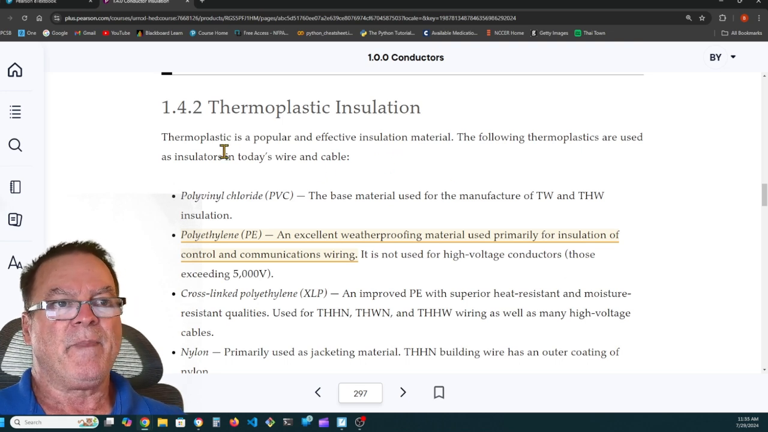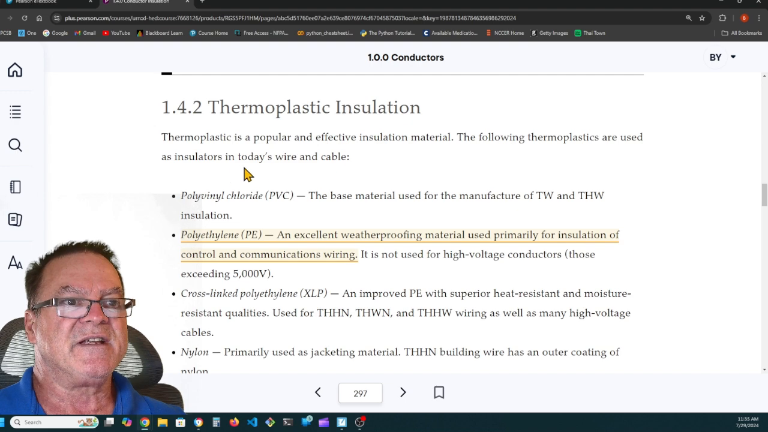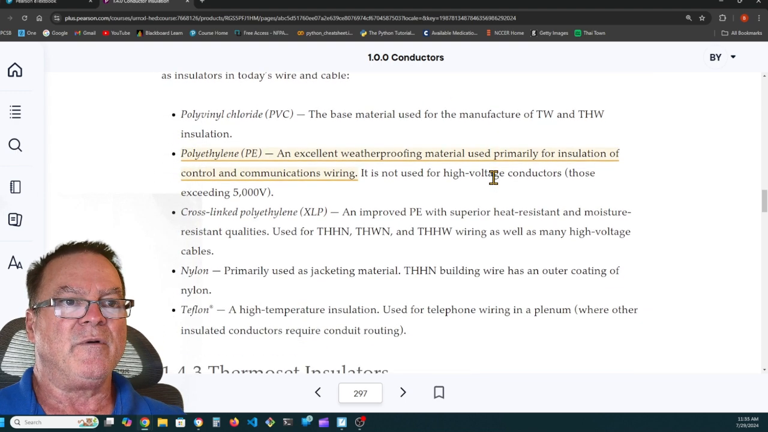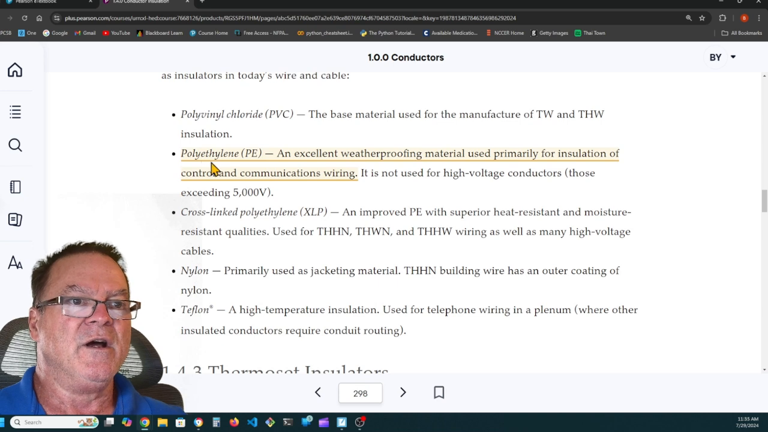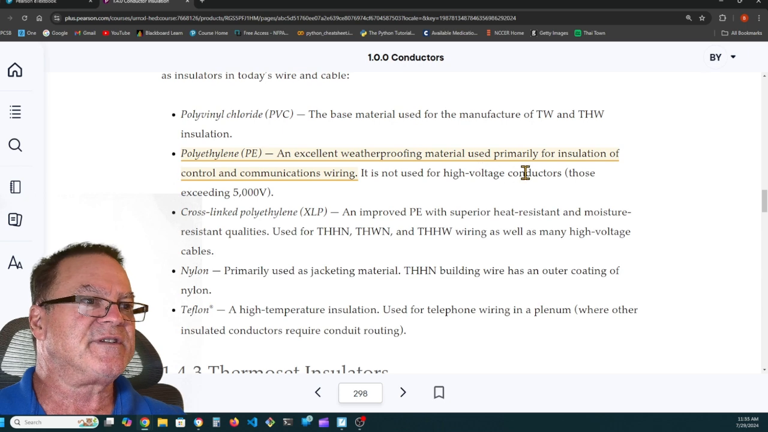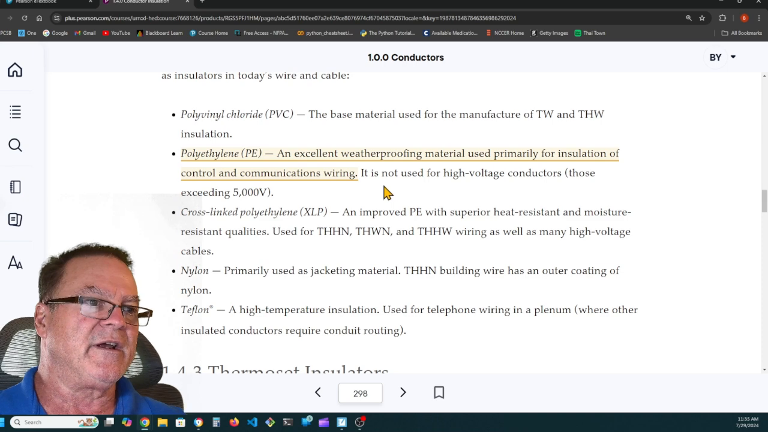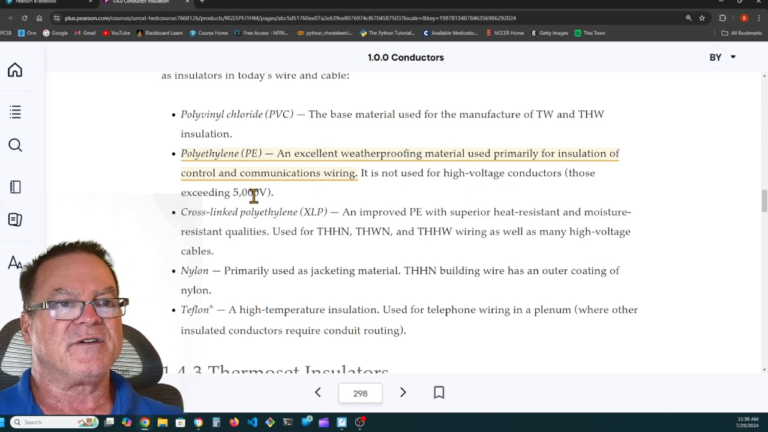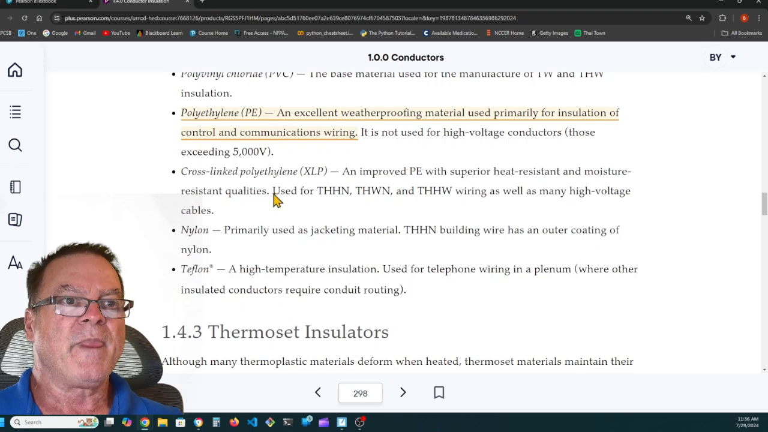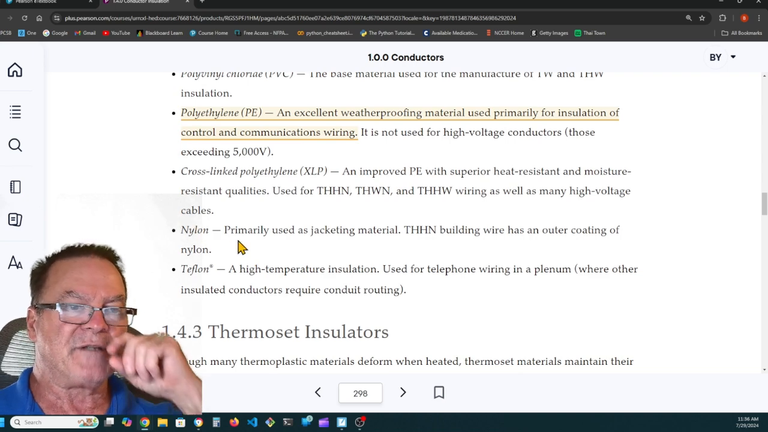Thermoplastic insulation. Thermoplastic is a popular and effective insulation material. The following thermoplastics are used as insulators in today's wiring cable: polyvinyl chloride, polyethylene. This is a highlight. It says polyethylene, an excellent weatherproofing material used primarily for insulation of control and communications wiring. It's not used for high voltage conductors, those exceeding 5,000 volts. Cross-linked polyethylene, nylon, Teflon.